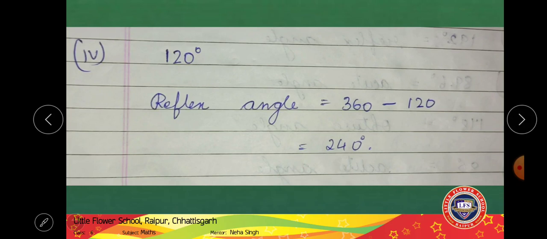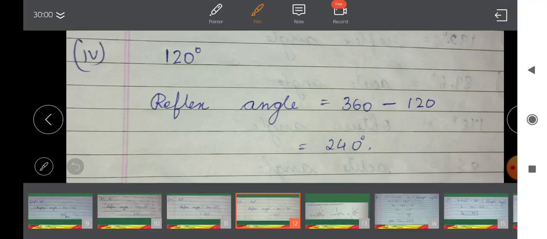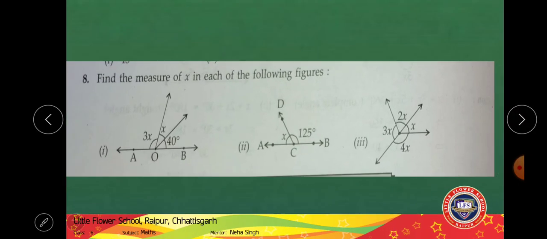Next, reflex angle of 120. All the steps are the same. Just subtract the given angle from 360 degree, right? So 360 minus 120 will be how much? 240 degree, right? So the reflex angle of 120 degree is 240 degree. We can clearly see here, these are the steps. You are going to write it this way only.